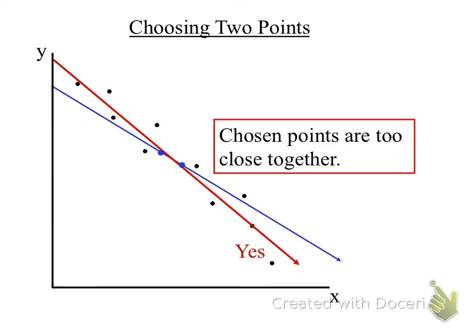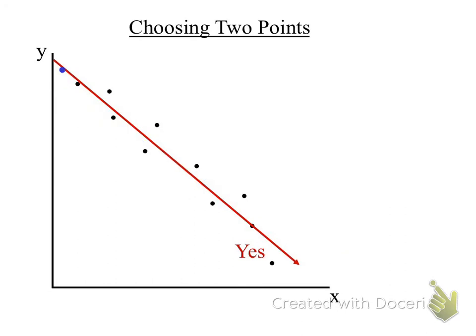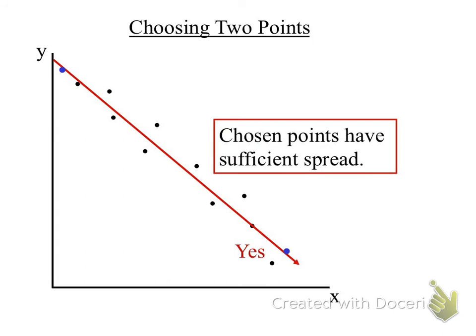Do you see that? It really moves it. So you really need to choose points that are far apart. We call that being a sufficient spread. Are there any questions? You've got to pick your points apart.